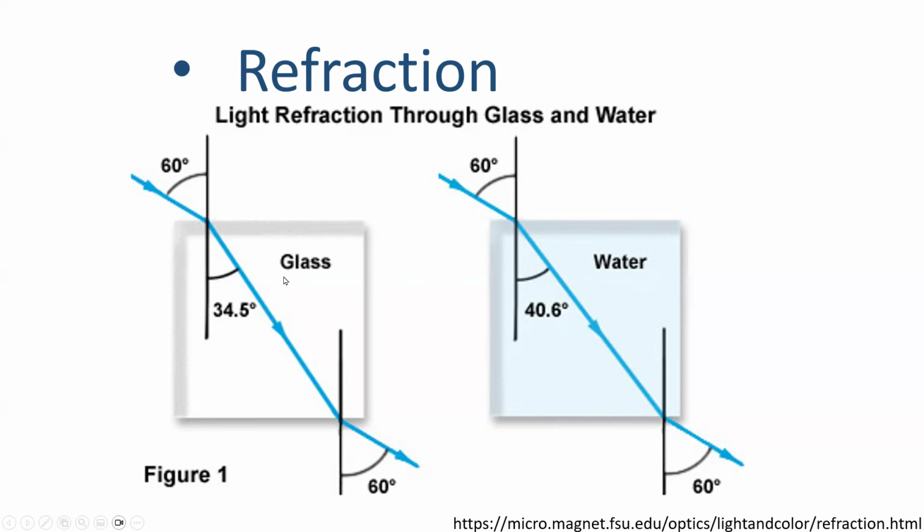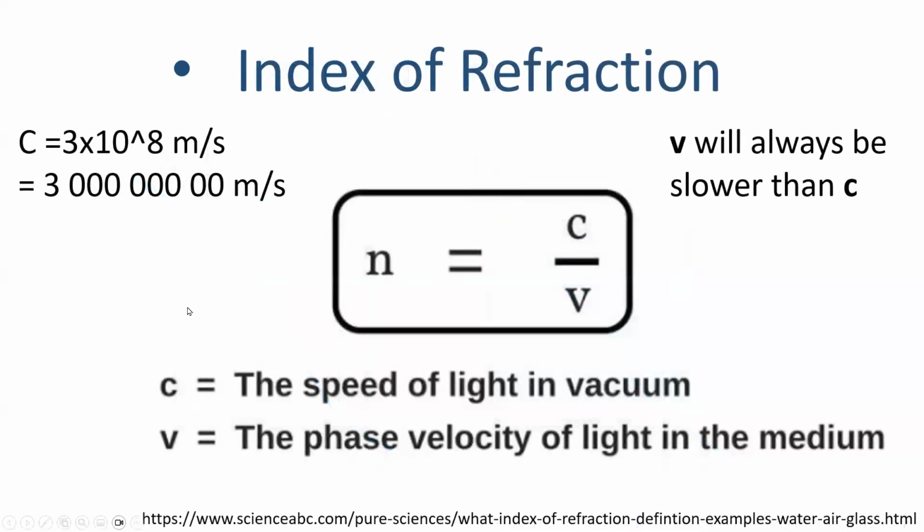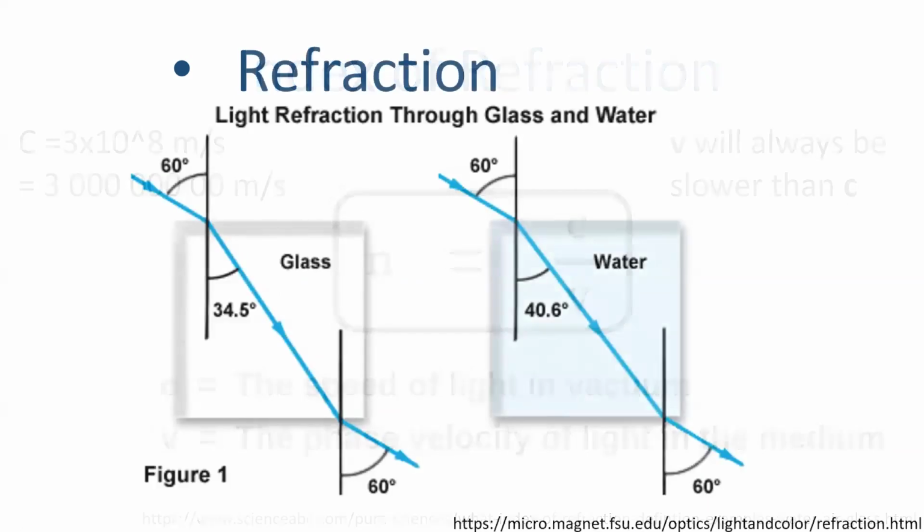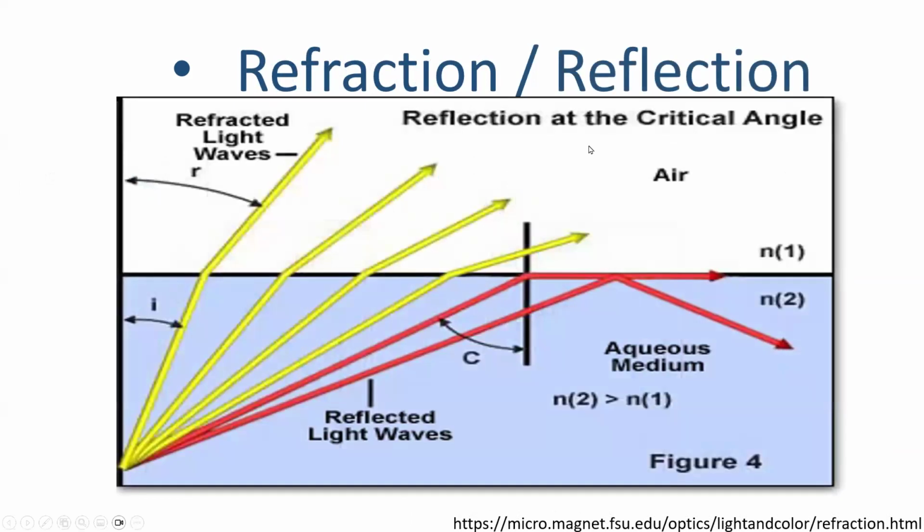Because the glass and water have different indexes of refraction. They have different n's. And then when it leaves, it corrects itself back to whatever it was. All right. Here's another example.